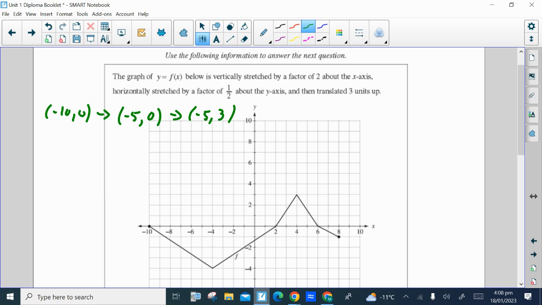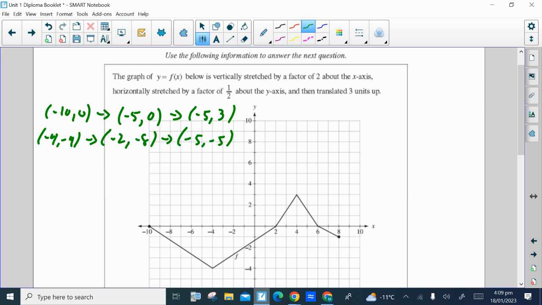The next key point on the graph is the point -4, -4. So if we horizontally stretch by a factor of 1/2, we take half of the x value, which is -2, multiply the y value by 2, that'll be -8, and then it has to go 3 up, so -8 plus 3 is -5.